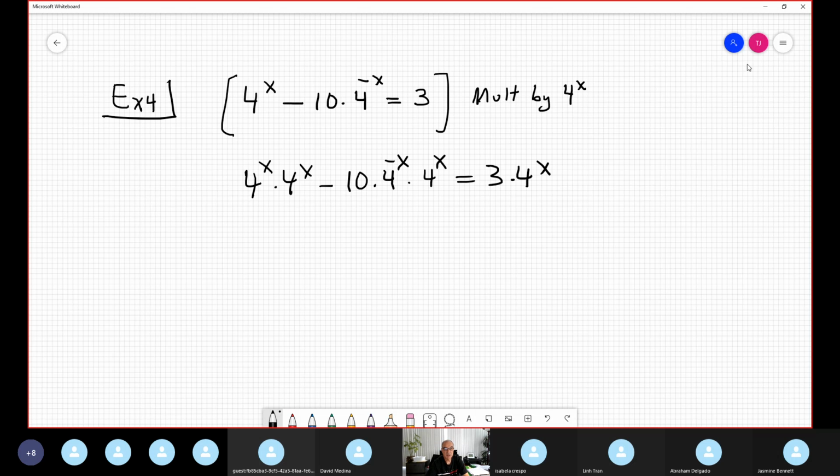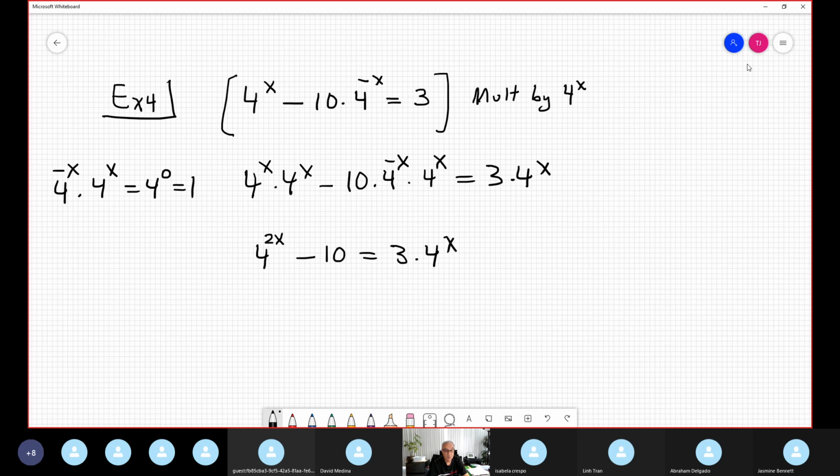The reason I did that is because somehow I want to eliminate the negative exponent, no? This is 4 to the x plus x, which is 2x. Because of multiplication, when you have the same base, you add the exponents, x plus x is 2x. Minus 10, and this is negative x and positive x, which is x minus x, 0. So 4 to the minus x times 4 to the positive x is 4 to the 0, and 4 to the 0 is 1, and 1 is invisible. It's just 10, equals 3 times 4 to the x.